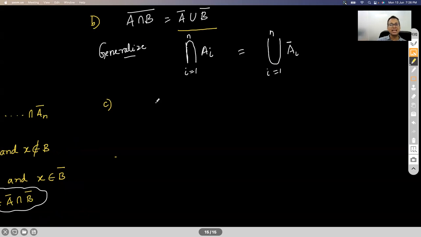Now, there are two derived De Morgan's laws. What is the derived De Morgan's law? It says that A minus B union C is A minus B intersection A minus C.